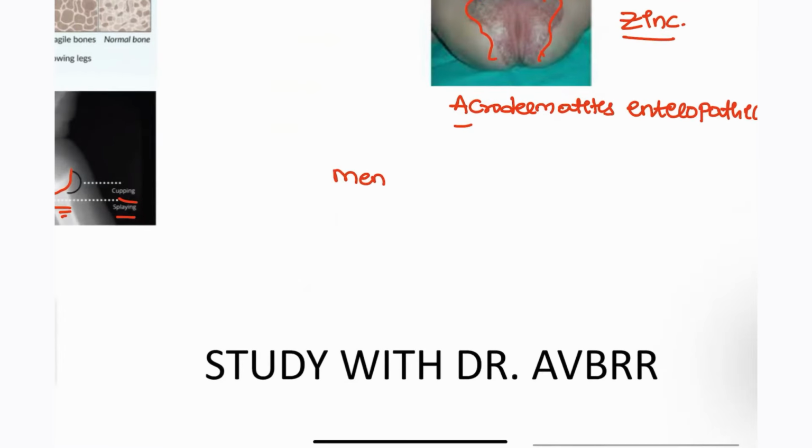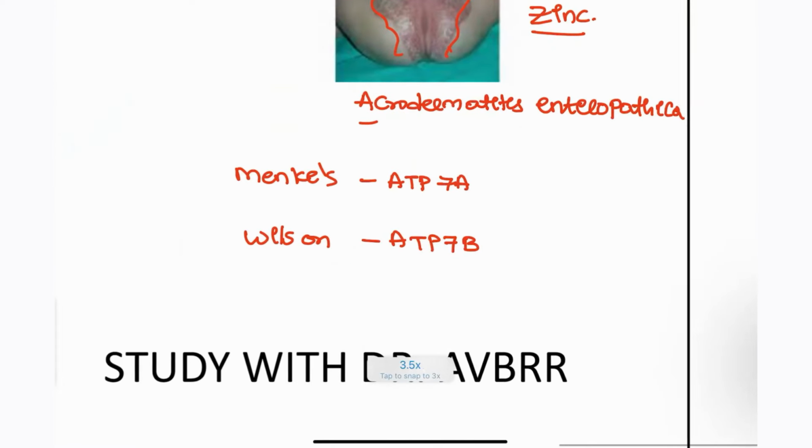Next, we have Menkes and the other one is Wilson, right? These both are related to copper. Menkes disease is an ATP7A gene mutation, and Wilson's is an ATP7B mutation. Menkes is an X-linked condition, while Wilson's is an autosomal recessive condition.